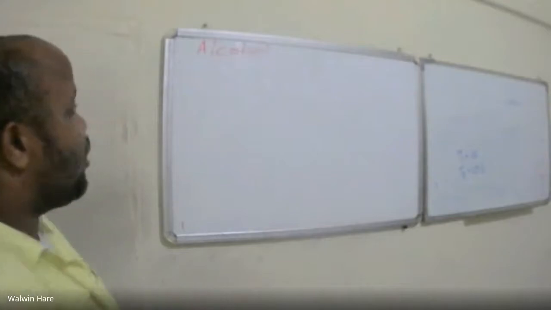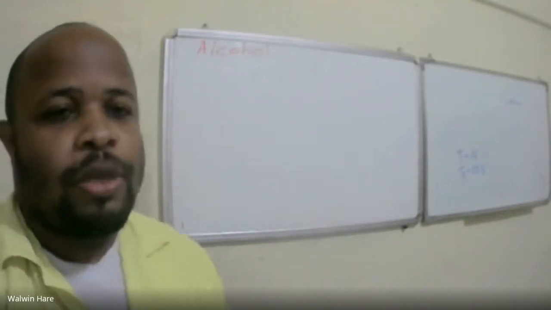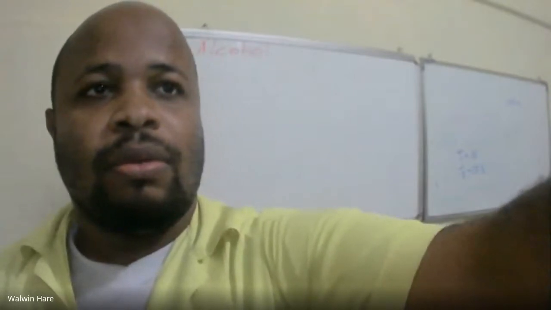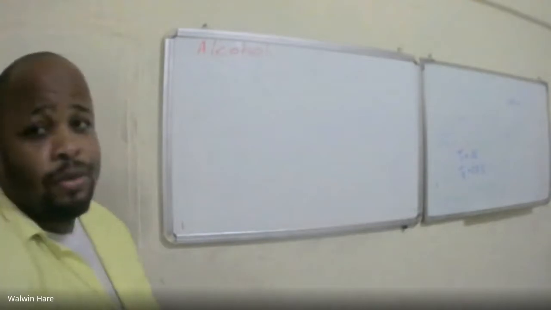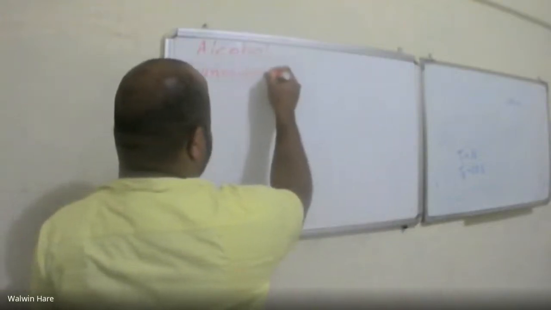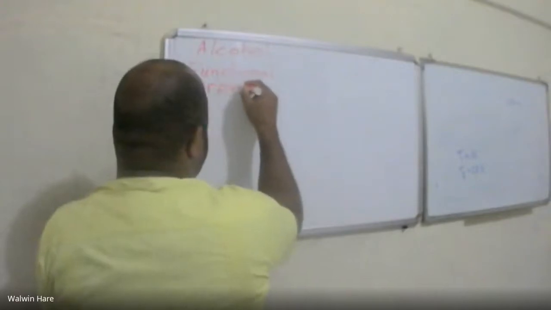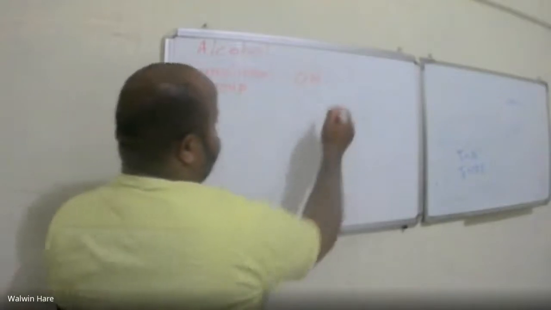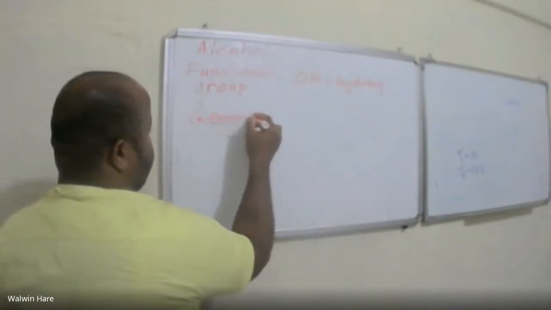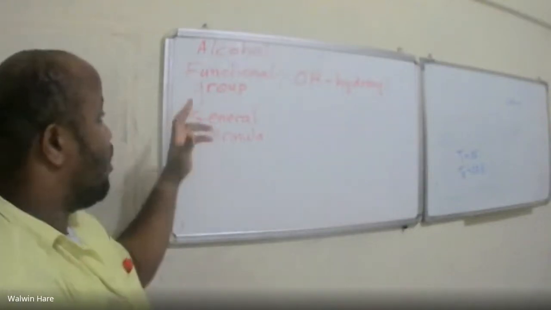All right, so who can tell me the functional group for the alcohol? Can anybody tell me the functional group for alcohol? So the functional group is the hydroxyl group, which is OH. It's the OH group and it's called hydroxyl. Right, what's the general formula? Anybody remember the general formula for alcohols?